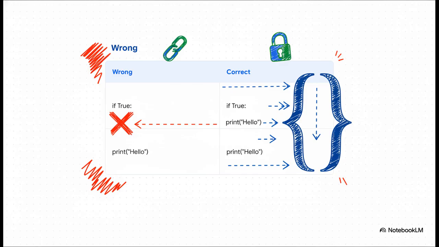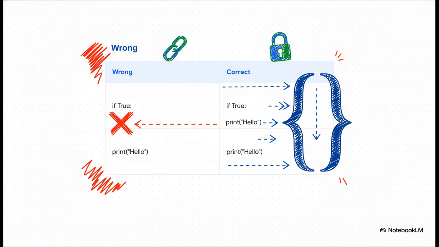Just look at the screen. On the wrong side, see how that print statement is flush with the left? Python has no idea what to do with that. But on the correct side, that little bit of space at the beginning of the second line, that's not optional. That is how you tell Python, hey, this print hello line, it belongs to the if true line right above it.